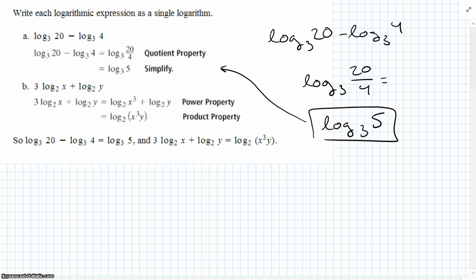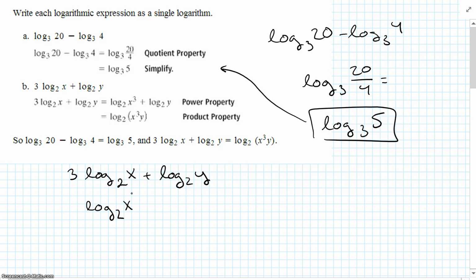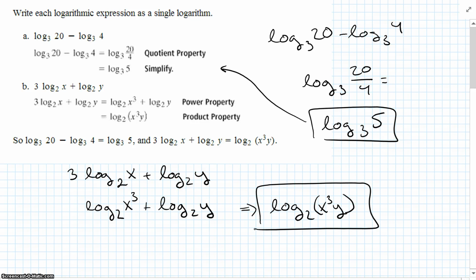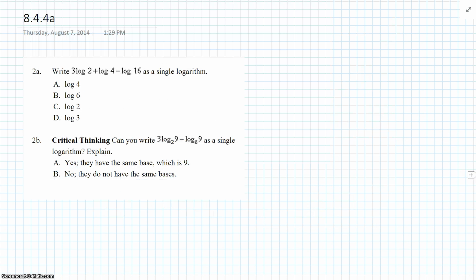So the next one, 3 log base 2 of x plus log base 2 of y, would have been first log base 2 of x cubed plus log base 2 of y. Now we can use the product property. So now we can say log base 2 of x cubed y. Hopefully that makes sense when you follow through it.